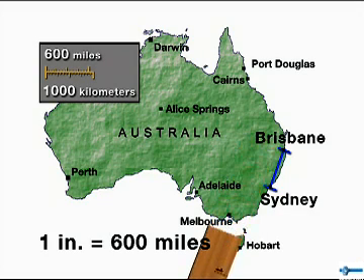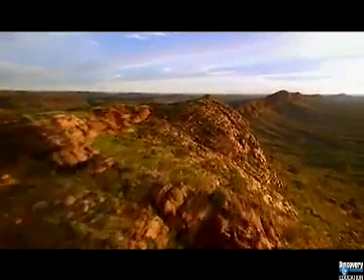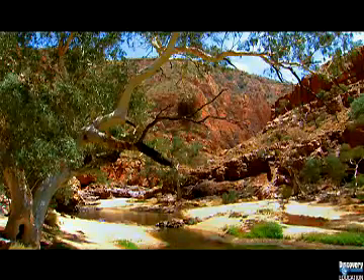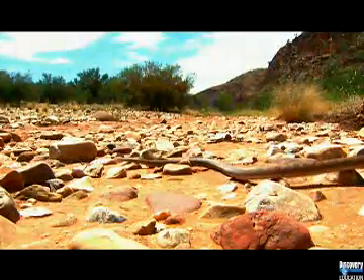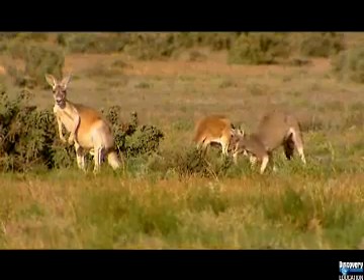On the scale, 1 inch equals 600 miles. Our measurement is slightly longer than 1 inch. That means the distance between Sydney and Brisbane is a little over 600 miles. Maps are helpful for understanding distances between places.